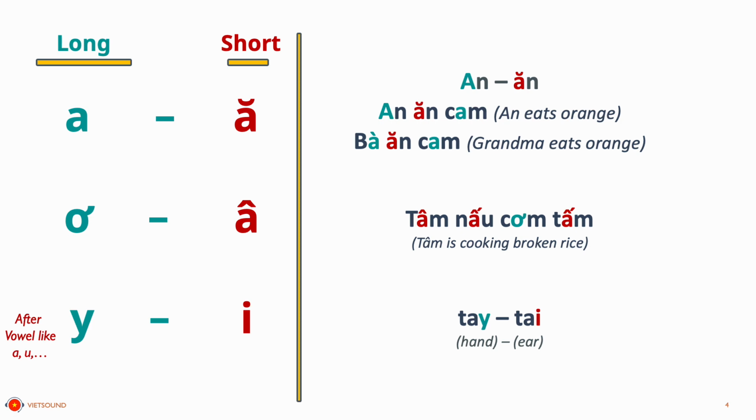The next pair of vowels is the long E sound and the short E sound when they occur after a vowel. Okay, now let's hear, we have two words here, tay and tai. So you can hear that on the first word, the A sound is a short sound and the E sound is a long sound. But in the second one, the A sound is a long sound and the E sound is a short sound. Let me do it again. Tay, like our hand, and tai, like our ear. Okay? Again, tay, tai.